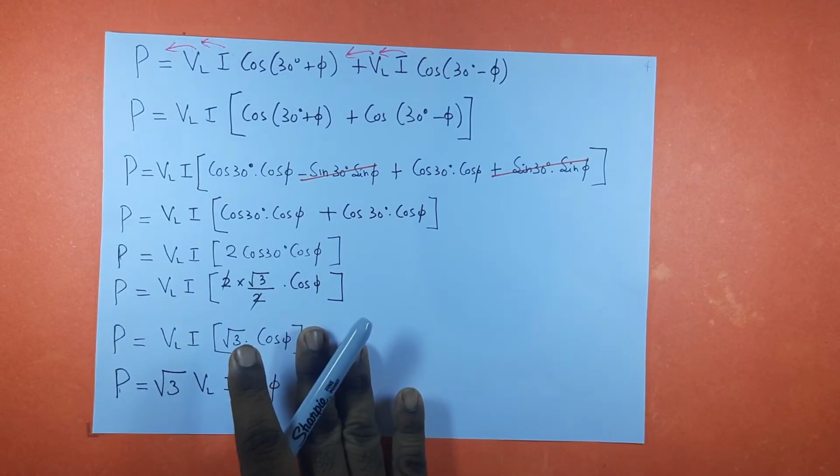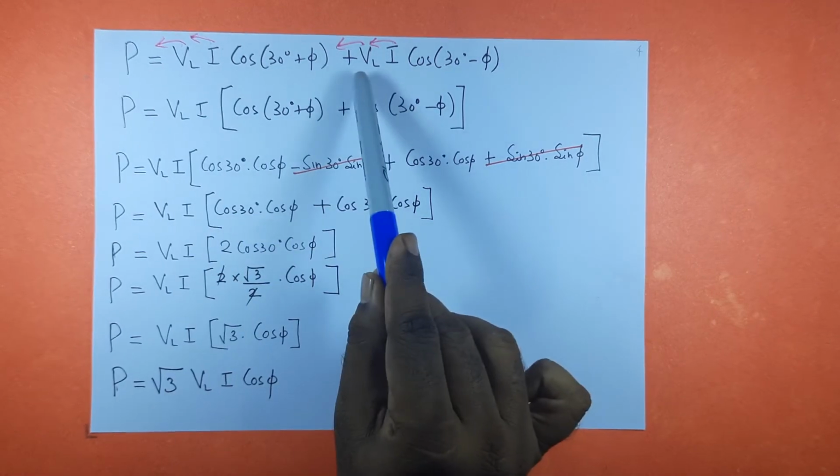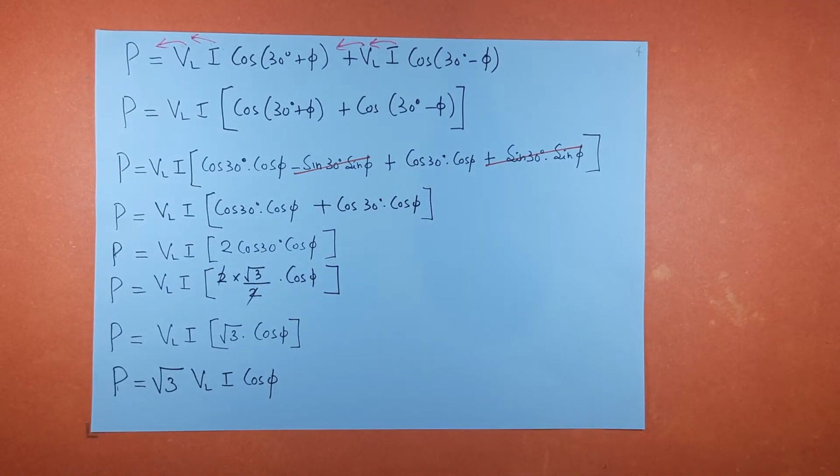So just, we know what is P1, we know what is P2, just substitute. P equal to VLI cos of (30 degree plus phi) plus VLI cos of (30 degree minus phi). So in these two terms, VLI is common, you take it outside. So we write P equal to VLI of cos of (30 degree plus phi) plus cos of (30 degree minus phi).